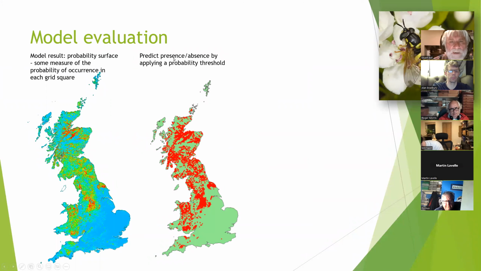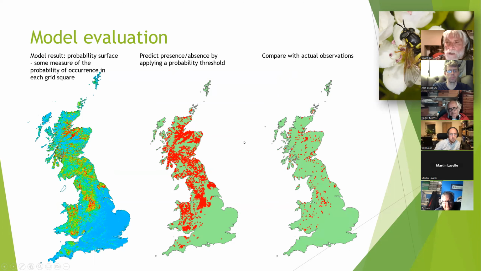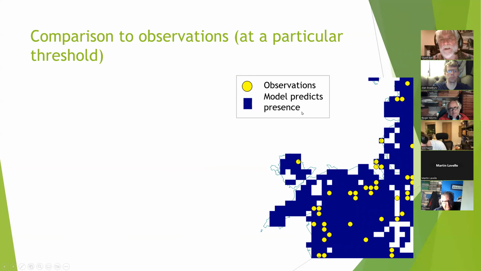We can turn this into a presence-absence prediction simply by applying a threshold. So, for example, we could say if that value was greater than 0.5, we'll say it occurs in that 1 kilometre square. And if it's less than 0.5, we'll say it didn't occur in that square. And once we've got this presence-absence prediction from the model, we can compare that with actual data. And so we can determine how well that prediction fits the data. And what we end up with is the situation where we've got our observations shown here as the yellow dots, and we've got the model predicts presence using some threshold, and that's shown as the blue squares. And there are 4 possible outcomes.